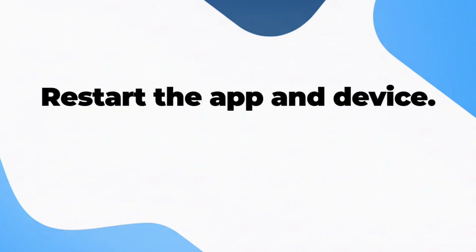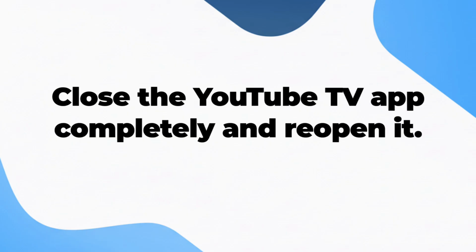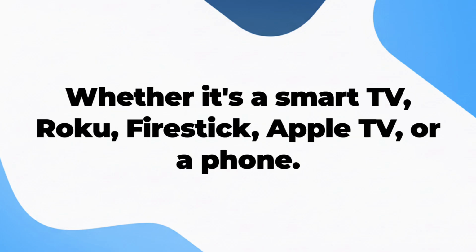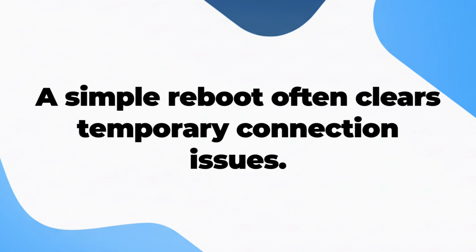Step 1. Restart the app and device. Close the YouTube TV app completely and reopen it. If the error still shows up, restart your device, whether it's a smart TV, Roku, Fire Stick, Apple TV, or a phone. A simple reboot often clears temporary connection issues.